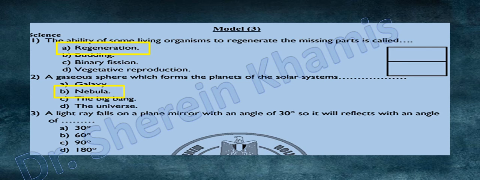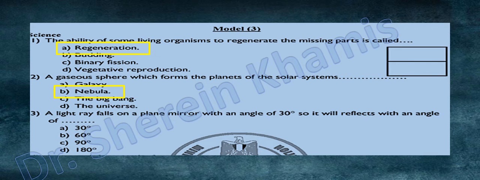A light ray falls on a plane mirror with an angle of 30 degrees, so it reflects with an angle of... Okay, we have two rules for describing the light reflection. The first one: the angle of incidence equals the angle of reflection. The second one: the incident light ray, the reflected light ray, and the normal all lie on one plane, all perpendicular to the reflecting surface.